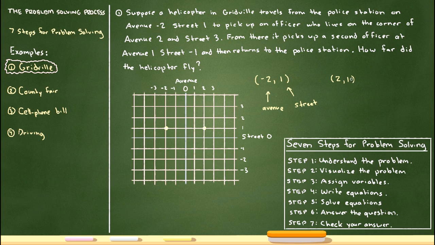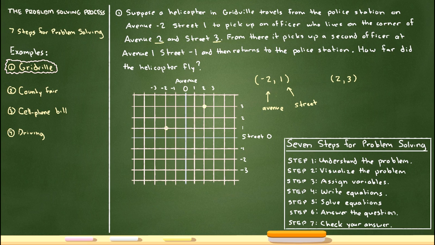Oh, wait, not 1. 3, right? Okay. Boy, all mistakes today, huh? So avenue 2, street 3. That's right, 2 and up 3. There we go. Okay, so avenue 2, street 3.